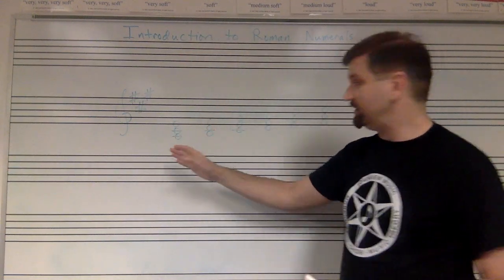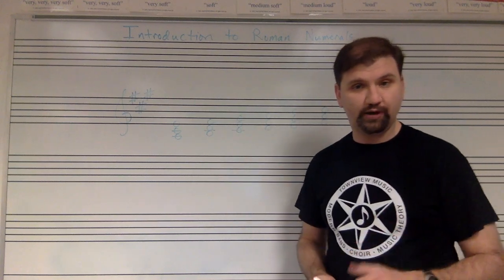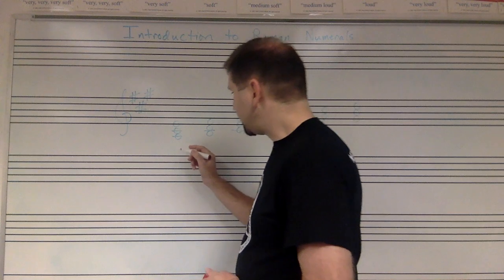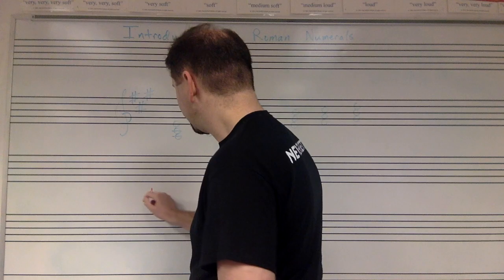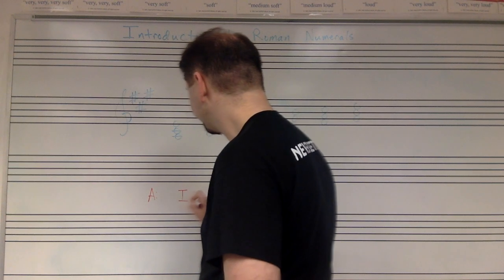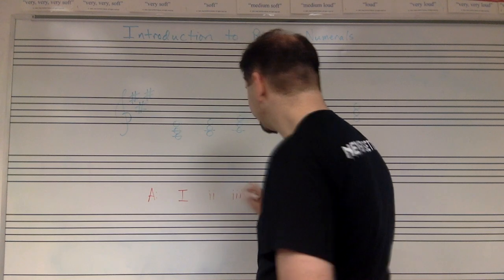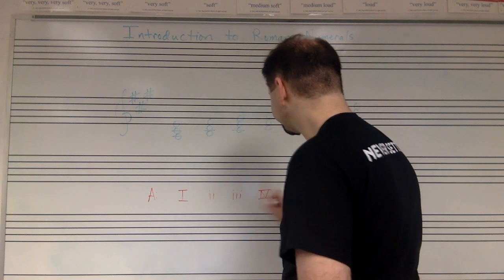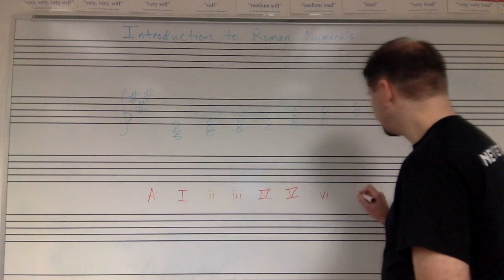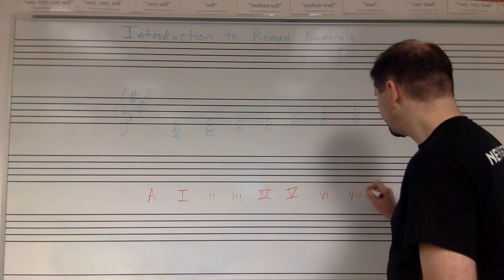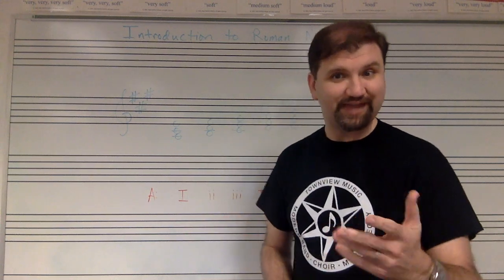We have A major here, and the A scale going all the way up with a triad built on each one. We know that based on our pattern, a major scale should produce a major 1, a minor 2, a minor 3, a major 4, a major 5, a minor 6, and a minor 7. So A major obviously fits with that pattern.